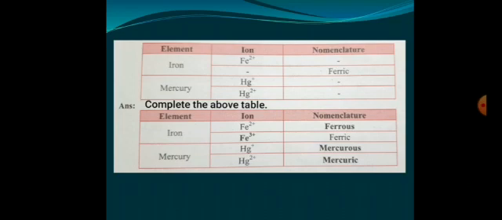Element iron, when it forms ion Fe2+, nomenclature is ferrous, and if ferric is written there, then you have to write the ion as Fe3+. Mercury, Hg+ ion is formed, then it has got the name mercurous, and when Hg2+ ion is formed, then we will write the name as mercuric. So is it clear to you? We use OUS when an ion with lower valency is formed, and we use IC when an ion with higher valency is formed.